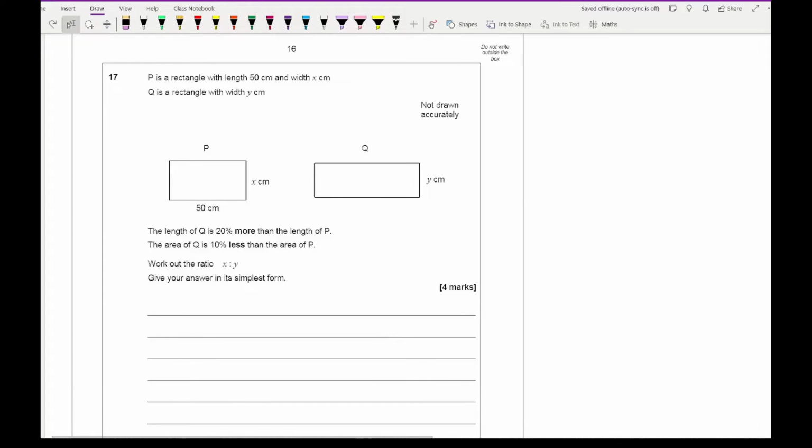So to get started on this question, let's first work out the length of Q. Now how do we do that? Well, we're going to add 20% onto the length of P. So we've got 50 times 1.2, which is 60. So this here is 60 centimeters. Now in terms of the area, this is 50x. Now if this is 10% less in terms of its area, then the area of Q is going to be 45x.